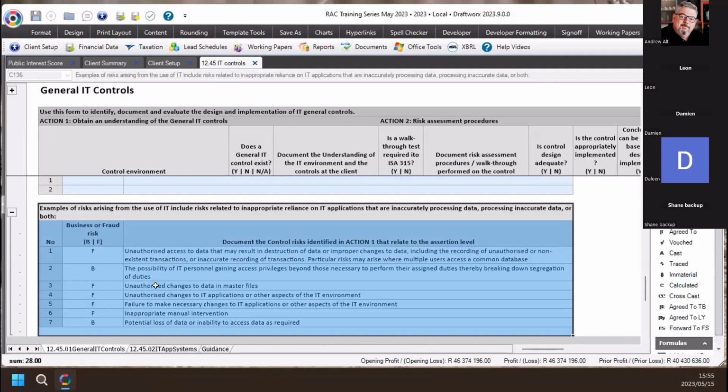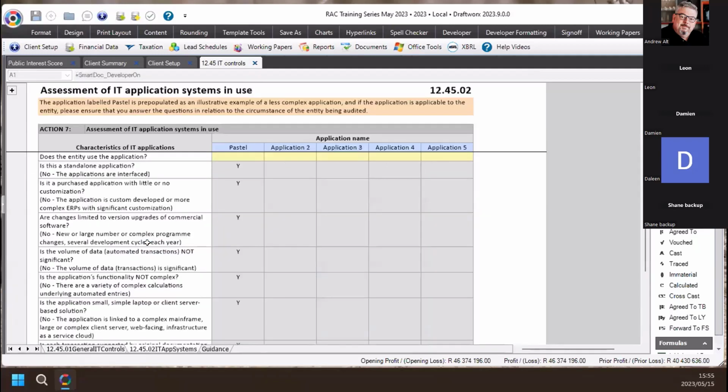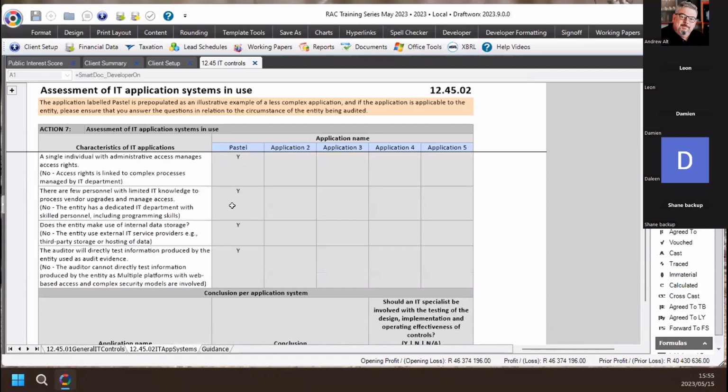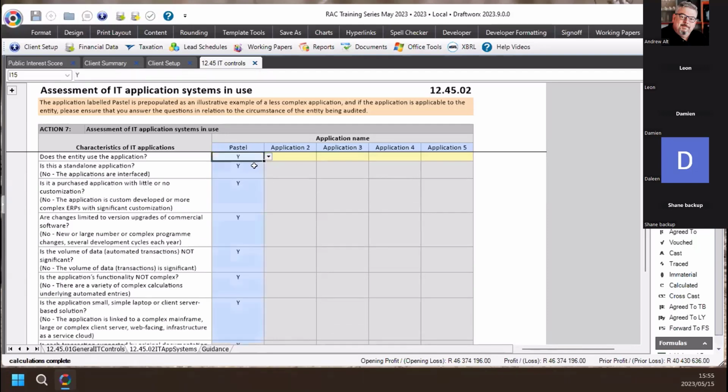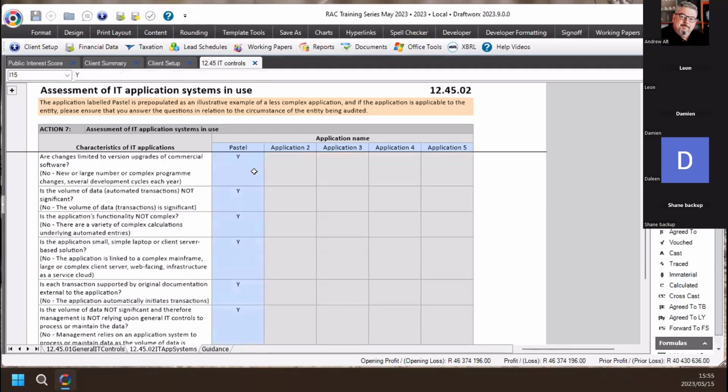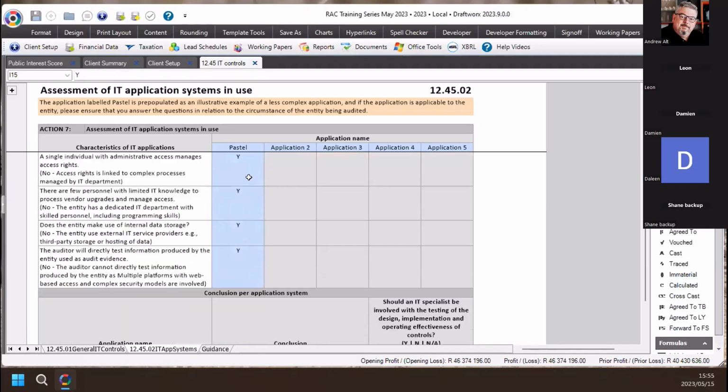Now, in 1245, there is an additional sheet which looks to assess the IT applications used by your client. Now, if you have a simple client that just uses Pastel Partner, we've done a little bit of a pre-completion of the questionnaire for you in the gray. And you might say, yes, we do use Pastel, and you agree with our answers.